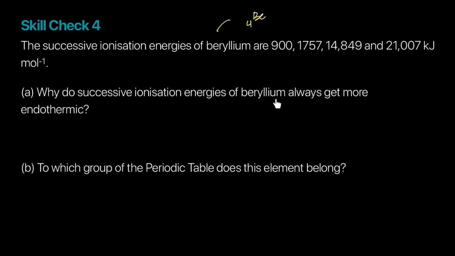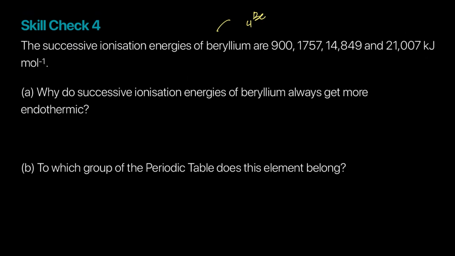Right there. And so the first part says, why do successive ionization energies of beryllium always get more endothermic? We just discussed that in the previous part. It's because for successive ionization energies, there are fewer electrons being left in the atom. Fewer electrons means there's less repulsion. That means stronger attraction from the nucleus. Therefore, successive ionization energies always increase. There are fewer electrons being attracted by more protons in the nucleus. Less repulsion, greater attraction.